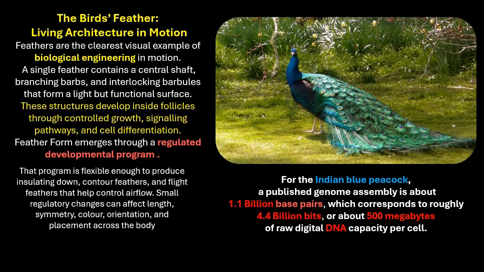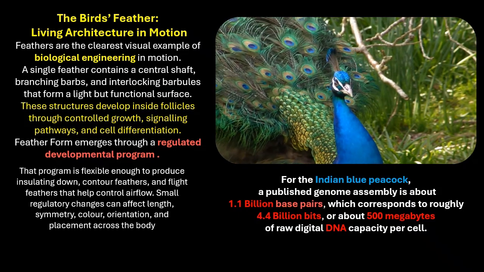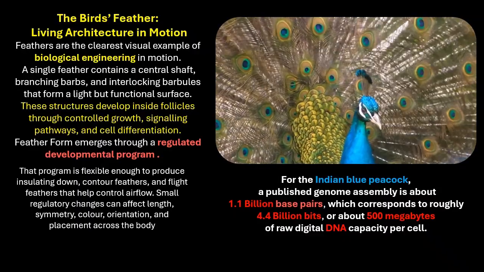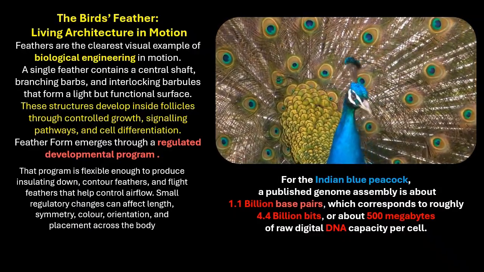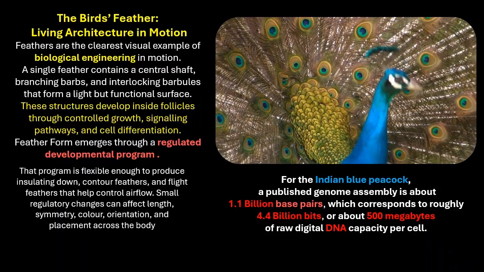For the Indian blue peacock, a published genome assembly is about 1.1 billion base pairs, which corresponds to roughly 4.4 billion bits or about 500 megabytes of raw digital DNA capacity per cell.